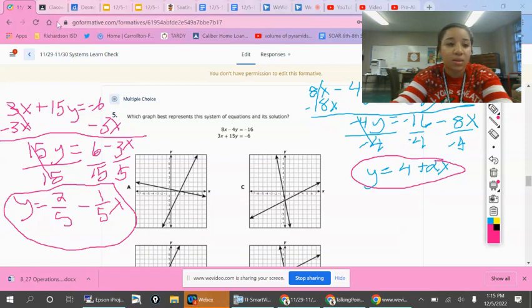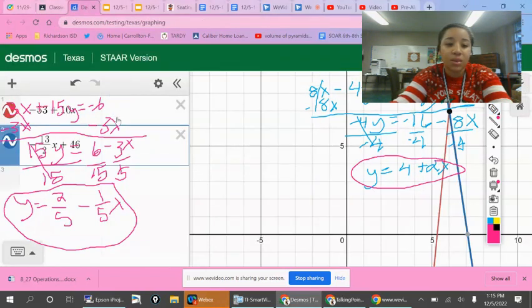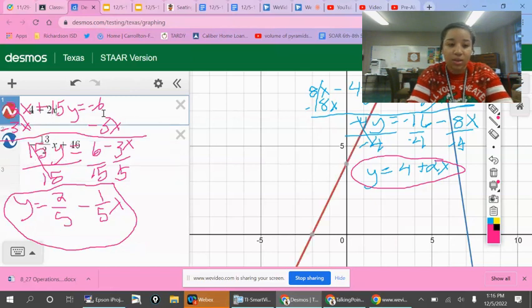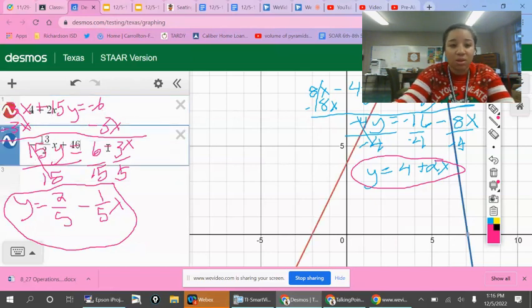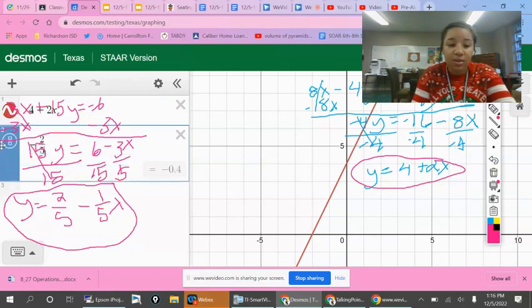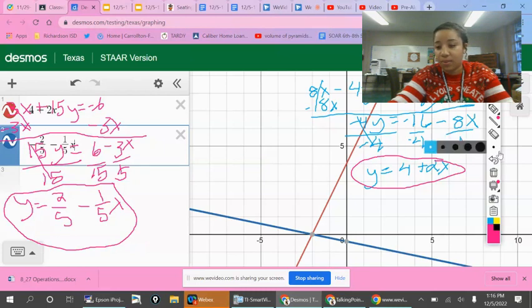So grab this. I'm going to go to Desmos. I'm going to type these in. I can see it, so just ignore me. So the first one was 4, I'll erase it afterward, 4 plus 2x. This computer is just so small. And then this next one is going to be negative 2/5 minus 1/5 x.